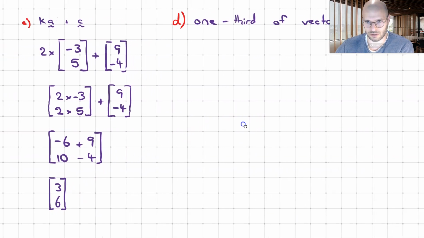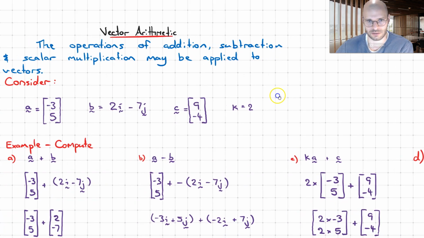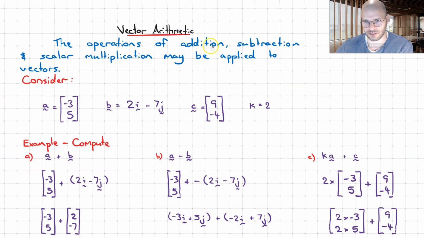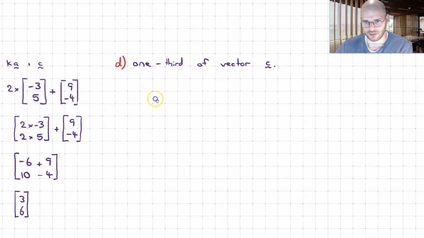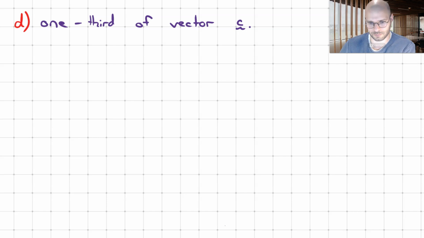Okay, final one. We are going 1/3 of vector C. Now notice that in the definition, it only says the operations of addition, subtraction, and scalar multiplication. If we say that we're doing 1/3 of vector C, then we might erroneously think that we're going to do division, where we'd say vector C divided by 3. But the problem with this is that division is not a vector operation. We cannot divide a vector.